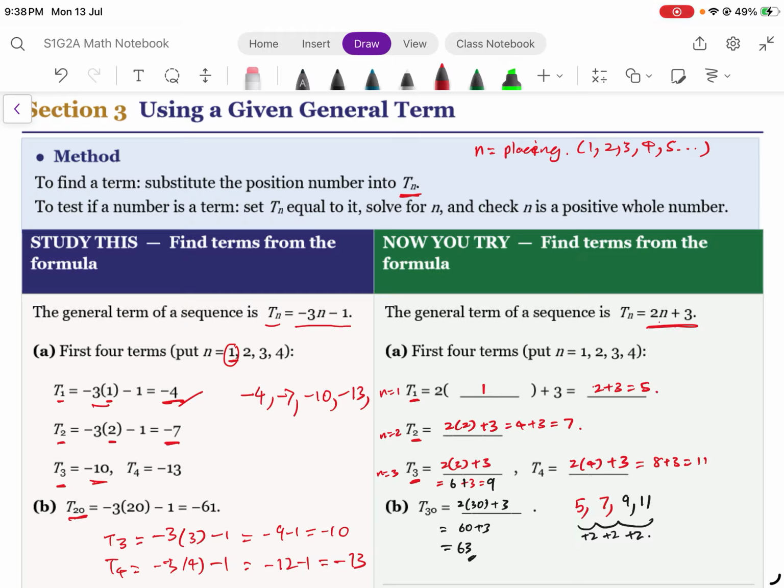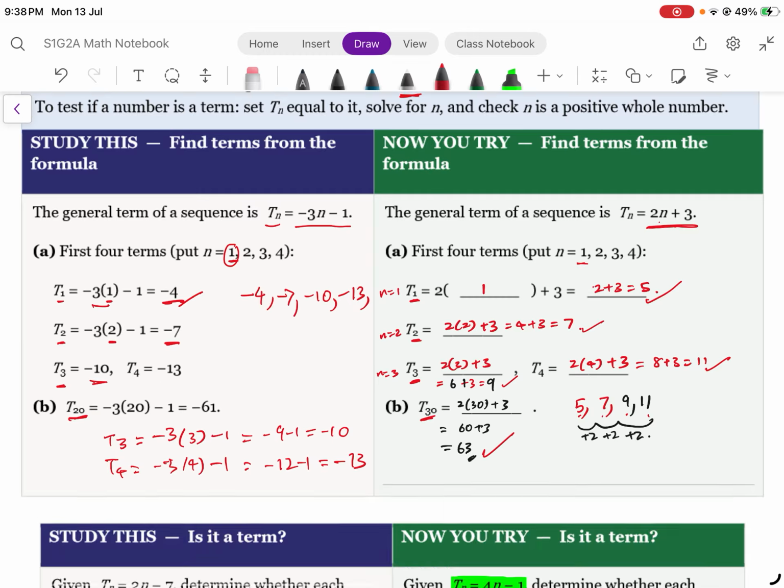So now you try, what if your term is 2n + 3? You just sub slowly. First term, n is 1, so it's 2 plus 3, 5. When n is 2, 7. n is 3, 9. n is 4, 11. So when you write it down, your number pattern will be 5, 7, 9, 11. You realize it's also plus 2, plus 2, plus 2. How about the 30th term? Just sub in n is 30. 2 times 30 plus 3, you get 63.